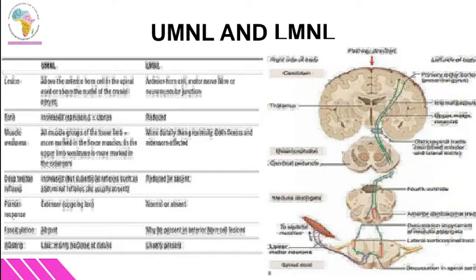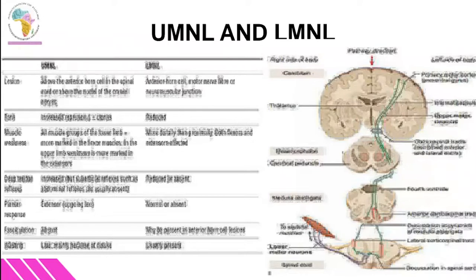Then examples of lower motor neuron lesions can be due to things like poliomyelitis, which is due to a viral cause, which tends to destroy the anterior grey horn. Then the other syndromes can be the cauda equina syndrome. Diabetic neuropathy is also an example of a lower motor neuron lesion. Botulism is also one where there is an inhibition of acetylcholine release at the nerve terminal.